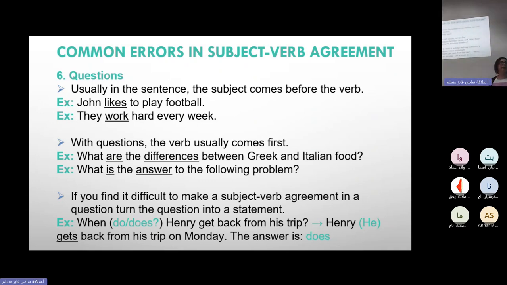Henry, who is Henry? What does it refer to? It refers to the pronoun he. Is he singular or plural? It's singular. It's the third person pronoun. What does this third person pronoun take? An S in the present. So Henry refers to he: Henry gets back from his trip on Monday. So the answer is does, not do.